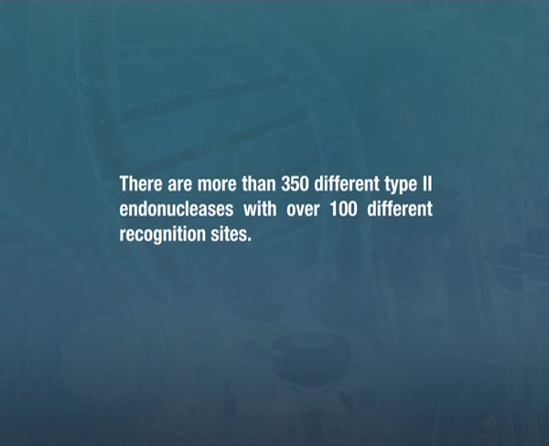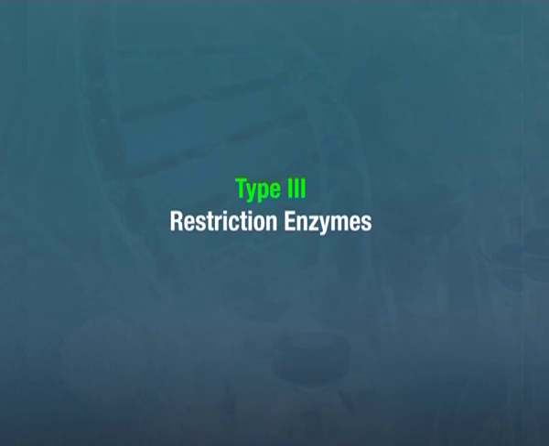There are more than 350 different type 2 endonucleases with over 100 different recognition sites. Then we have type 3 restriction enzymes.